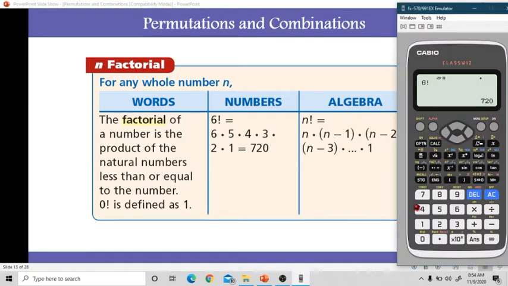Okay, let us use calculator to find factorial. Okay, 6. Then, hanapin natin yung x na merong exclamation point. Okay, nandito siya, shift, and click. Okay, 6 factorial equals 720. Okay, you can evaluate factorial manually or using calculator.